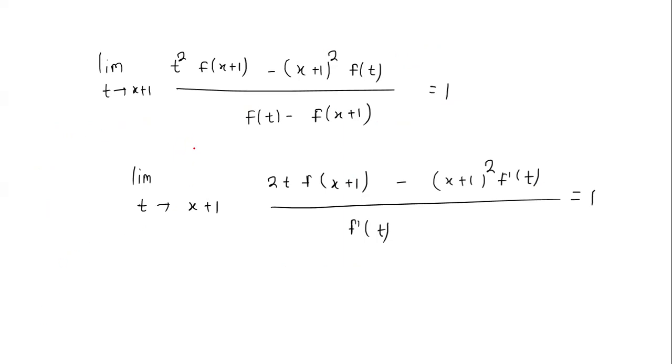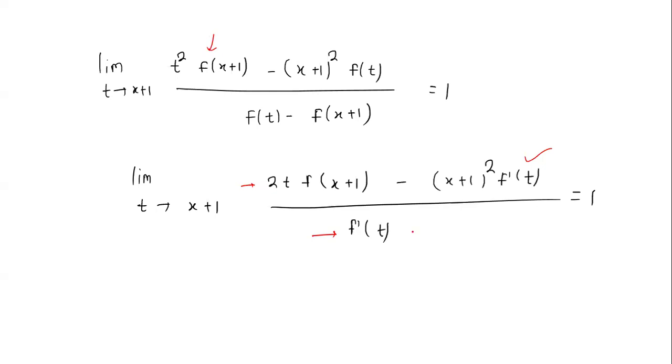So let's differentiate. If you differentiate the numerator, it will come 2t f of x plus 1 minus x plus 1 whole square f dash t. I am differentiating with respect to t, and the denominator only comes this f dash t.